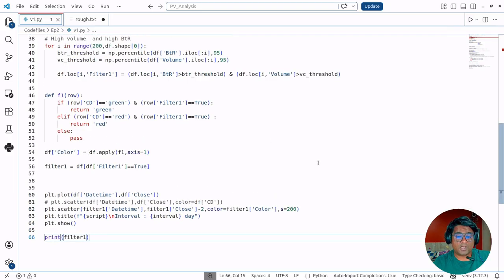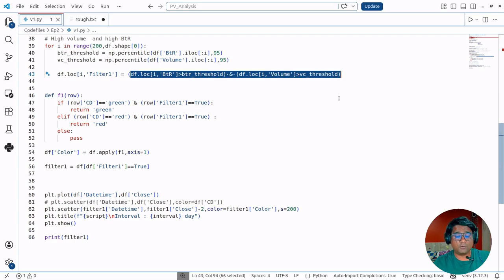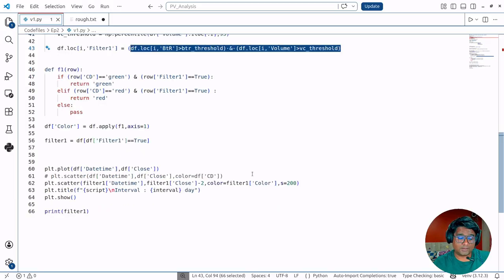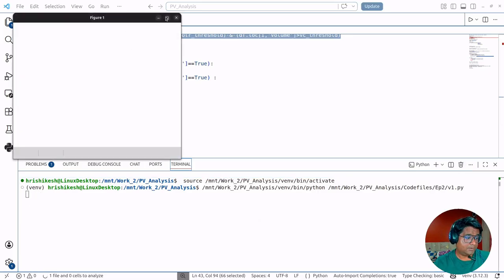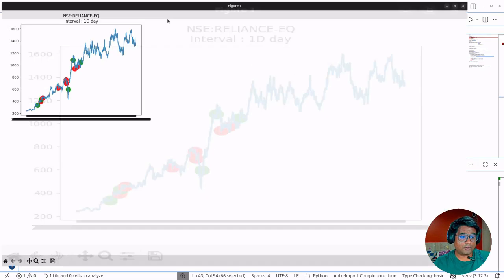What the chart will show is the last 10 years of daily data as a line chart, and on that data it will mark the dots where both conditions are satisfied. Along with that, the dots will be green if the candle is green, and red if the candle is red. So let me run this code and you will come to know.